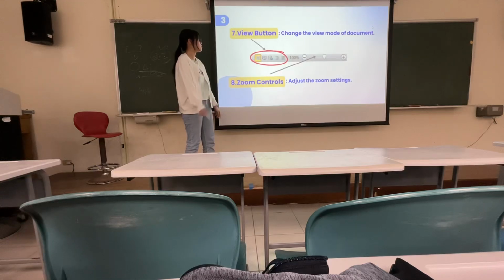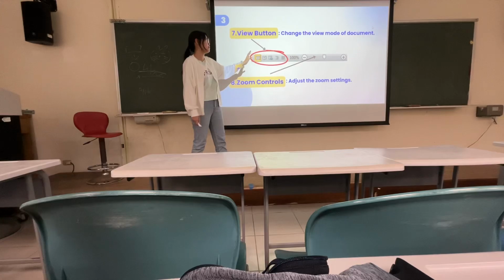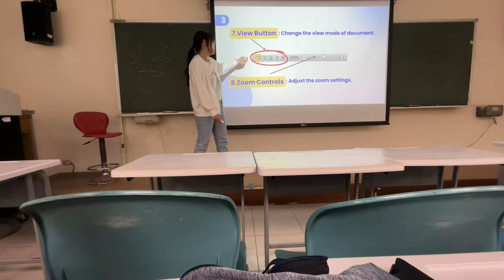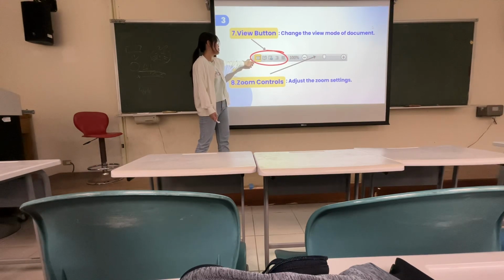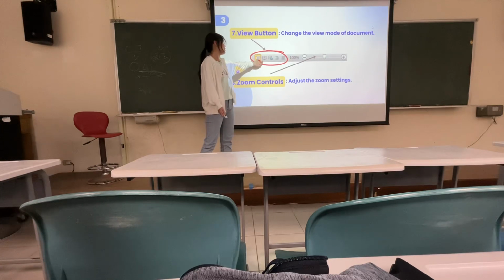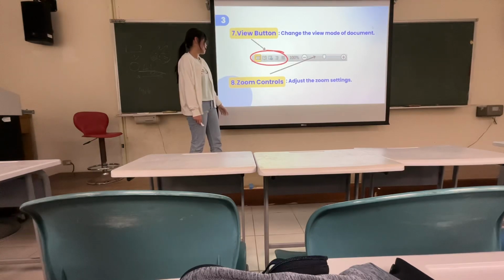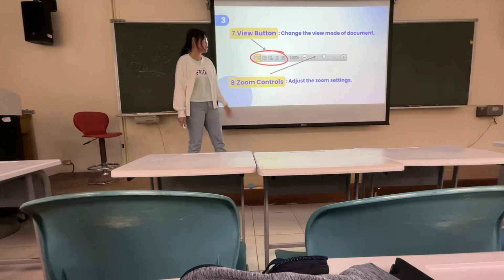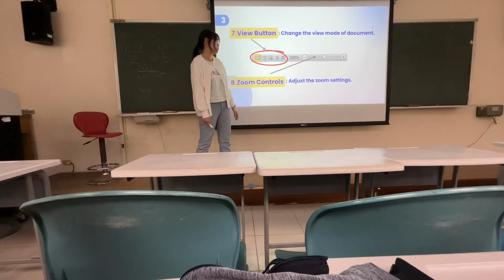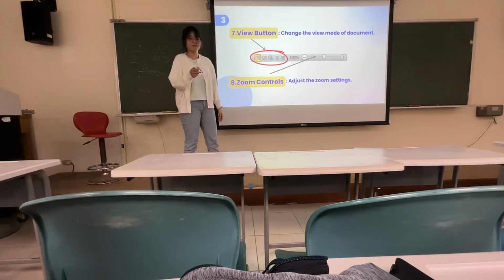And the view button helps you to change the view mode of documents. For example, you're now seeing one page, but by clicking on the second icon, you can see 2 pages on the same screen. And the zoom control helps you to adjust the zoom settings. When the percentage goes bigger, you can see a bigger part of your document.